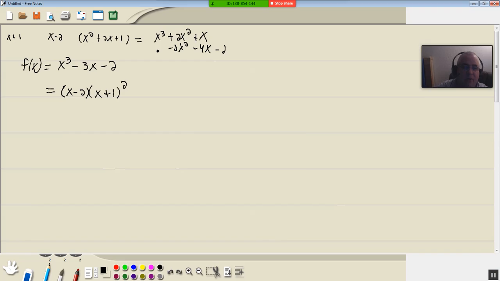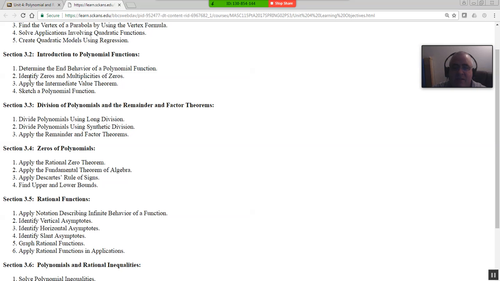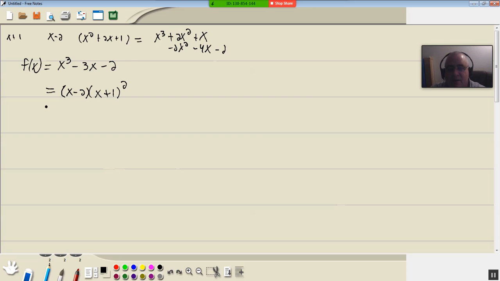Now, this next topic says identify zeros and multiplicities as zeros. Well, if you set this equal to 0 and solve it, we got x minus 2 times x plus 1 squared equal to 0. Since it's already factored, I'm going to set each factor equal to 0. I'll set x minus 2 equal to 0, and I'll set x plus 1 equal to 0. And that gives us x equals 2 and x is equal to negative 1. These would be our zeros.